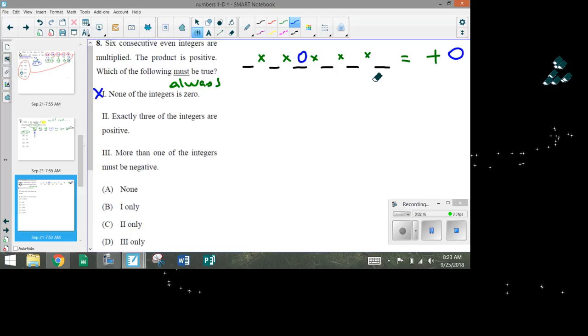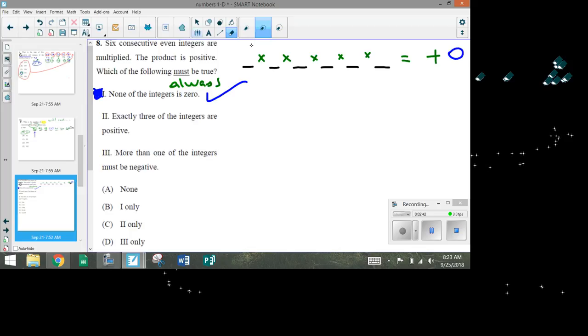So what do you think? Is that one correct or not? Must be true: none of the integers is 0. Is that correct? Yes. That is right, because if this one is going to be 0, it's not going to be positive. So it's not supposed to be 0. I cannot write 0 here. None of the integers are 0. That's right.